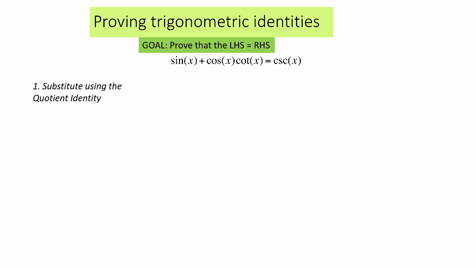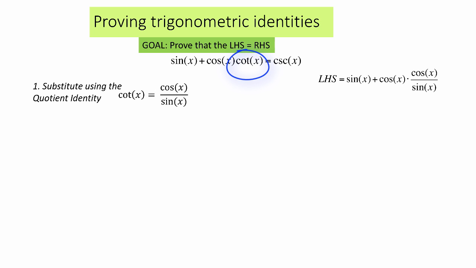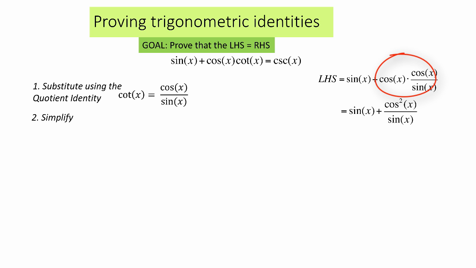So I'm going to substitute using the quotient identity, which is sometimes called the reciprocal identity, and that is that the cotangent is equal to the cosine of x over sine of x. So I'm going to replace the cotangent of x in my original identity with cosine of x over sine of x. Now the next thing I'll do is simplify that and then figure out where to go next. So now I've multiplied the cosine of x times the cosine of x over sine of x.